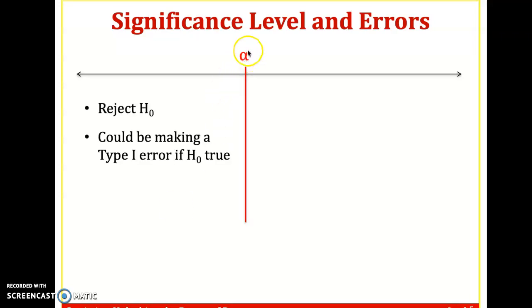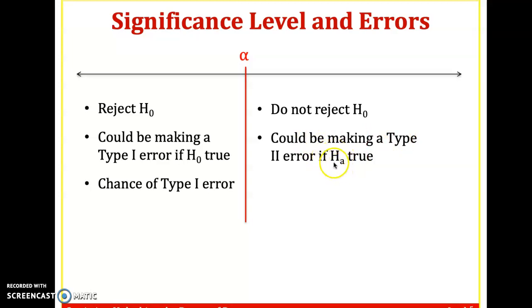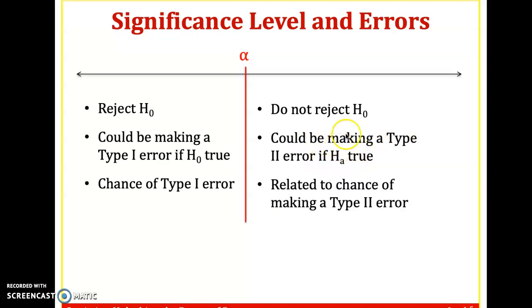So the idea is whatever alpha you pick, if your p-value is less than alpha, you reject the null, but you could be making a type 1 error if the null is true. And this is your chance of a type 1 error. And if the p-value is bigger than alpha, you do not reject the null. You could be making a type 2 error if the alternative is true.